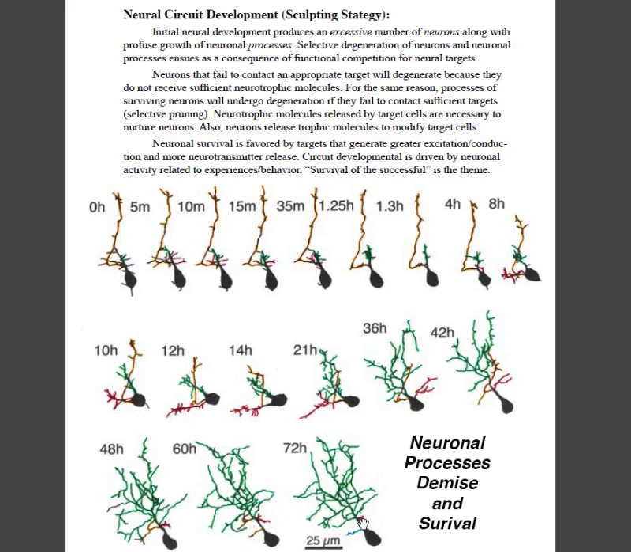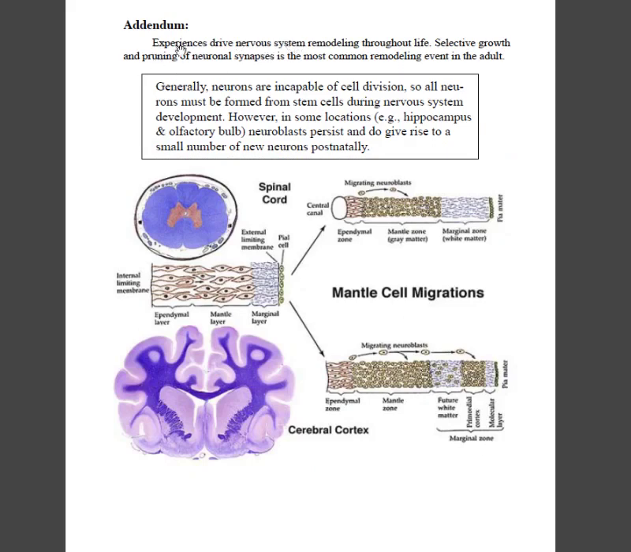The red process doesn't amount to very much. And it really is the green process that survives. So in other words, this green process was making contacts. They were active, and there was conduction and excitation going on. And so that process survived because of the activity and the neurotrophic molecules that were elicited by that activity. We see that it is experiences and behaviors, activity, in other words, that's driving the development of the nervous system. And that remodeling persists really throughout life, mainly at the synapse level.